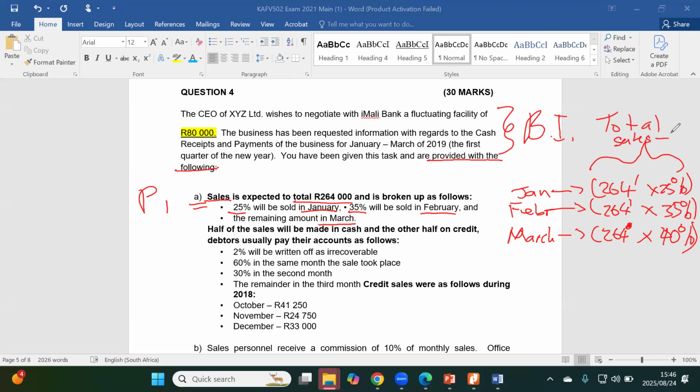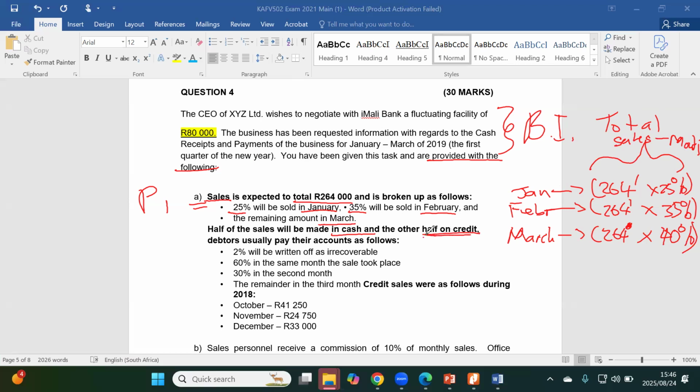But notice all of this is just to give us total sales for each month. That's what this information is all about. Now, half of the sales will be made in cash and then half on credit. So out of whatever you're going to calculate here, 50% of it is in cash and the other 50% is on credit.